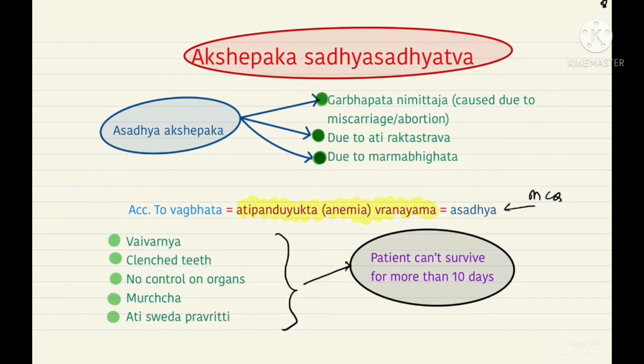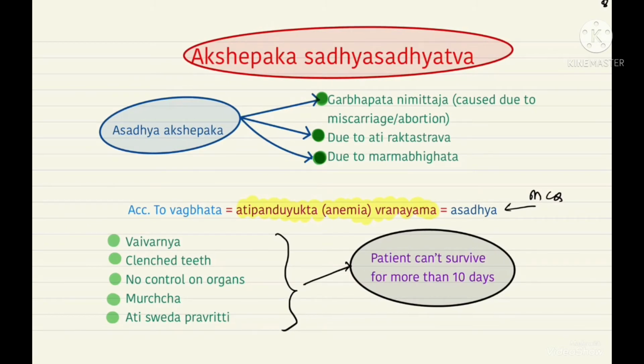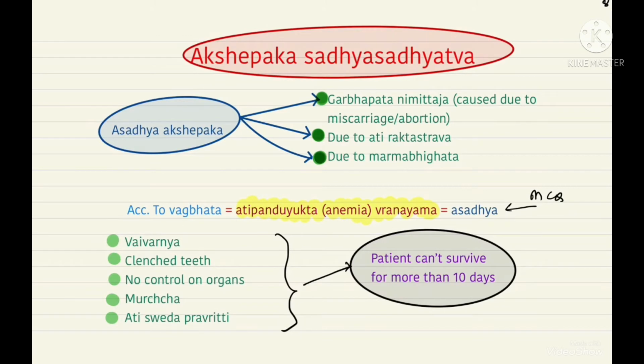So the one that is caused due to a Garbhapat, or the one that is caused due to Ati Raktasrav, excessive bleeding, and the one that is caused due to Marmabhighata. That means if there is any injury at the vital points. So because of these 3 reasons, if there is Akshepaka, then that Akshepaka we call it Asadhya.